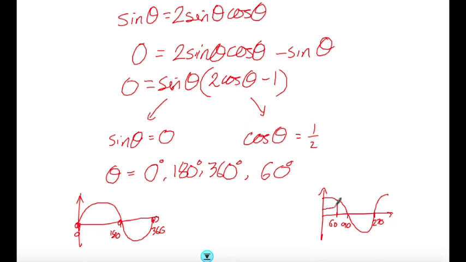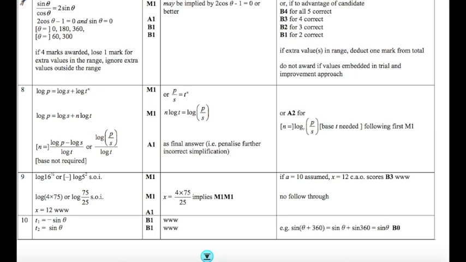And then we can see we've gone in 60 from here, so we can use the symmetry of it to think, well, we've got to come in 60 from 360. So 360 minus 60 is 300 degrees. So you see we actually get 5 answers in total. Okay. So you get 1 mark for that.